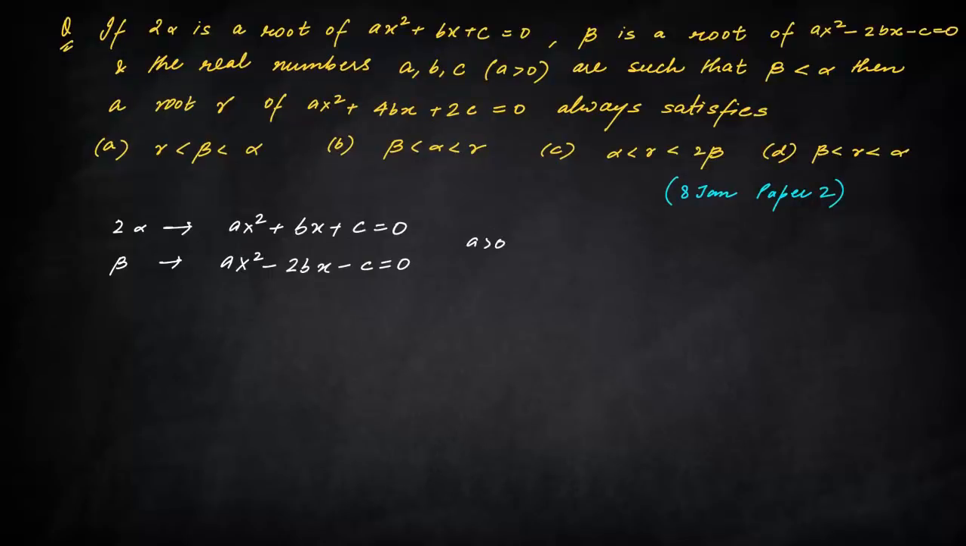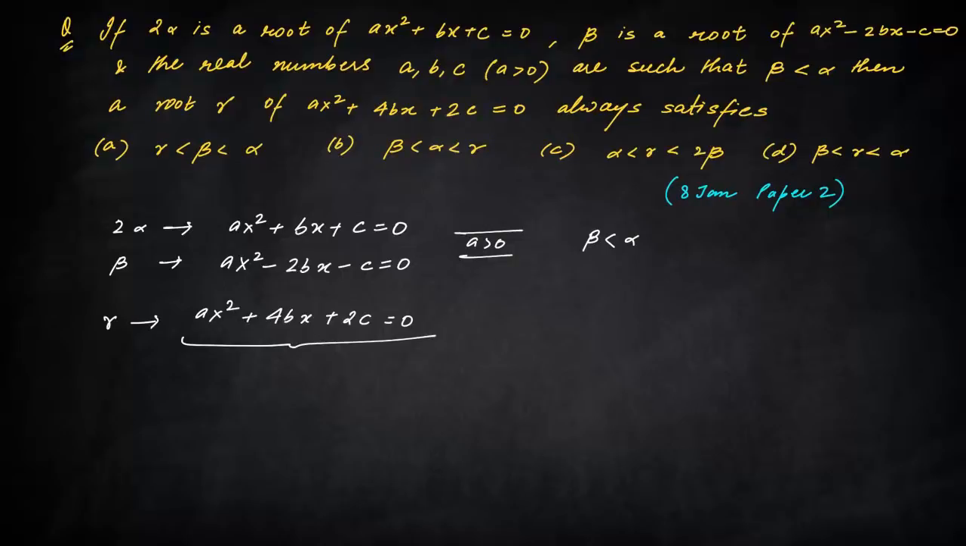Given that a is greater than 0, that means the coefficient is positive, that means it's an upward parabola. As you keep on writing or reading the question, make a diagram in your mind of what is given. Also, it is given that alpha is bigger than beta. Now, you have another equation, ax square plus 4bx plus 2c equal to 0. This is an equation whose one of the roots is given to be gamma. Now you have to find the relation between alpha, beta and gamma, provided that there is already a relation between alpha and beta which is given in the question.